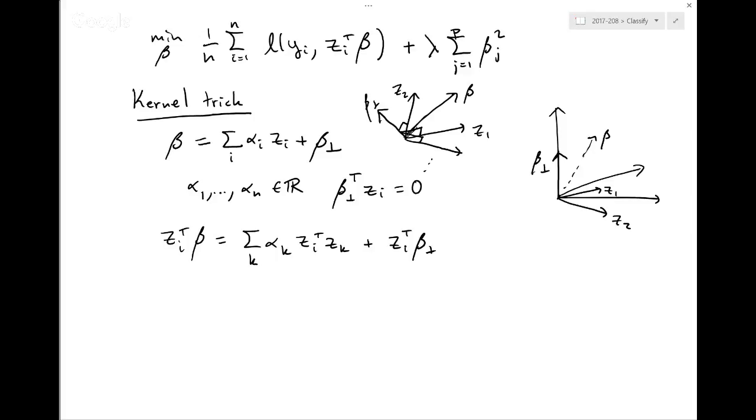And I can just distribute this over the sum, right? So I get the sum over the alpha_k's of Z_i transpose Z_k, or V_k. And then I have this Z_i transpose beta perpendicular, so this inner product between things. But we already know that this is equal to 0. This is by construction.